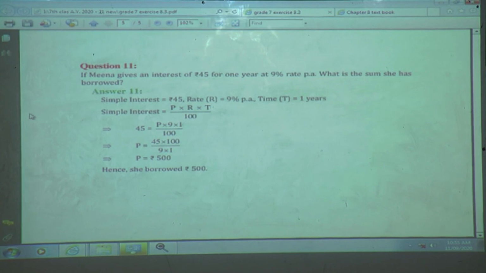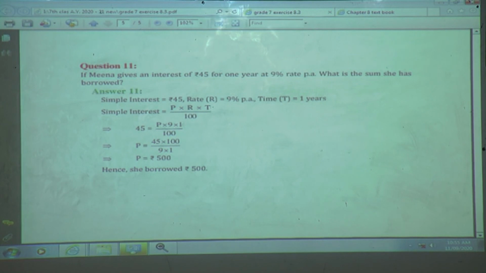So simple interest is equal to 45 rupees, which is given to us, rate of interest is given as 9% per annum, and time period is 1 year. So what is SI? SI is equal to PRT upon 100, you know very well. Now we will substitute the values. You know SI, that is simple interest, is 45 rupees. Principal amount we have to find out. Rate of interest is given as 9 and time period is 1 upon 100. So you should learn this formula, that SI is equal to PRT upon 100.